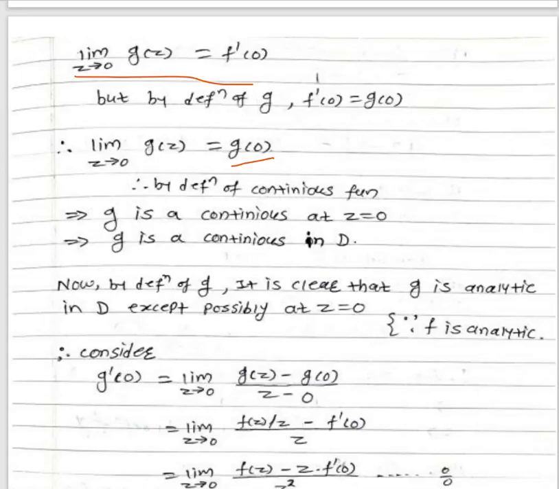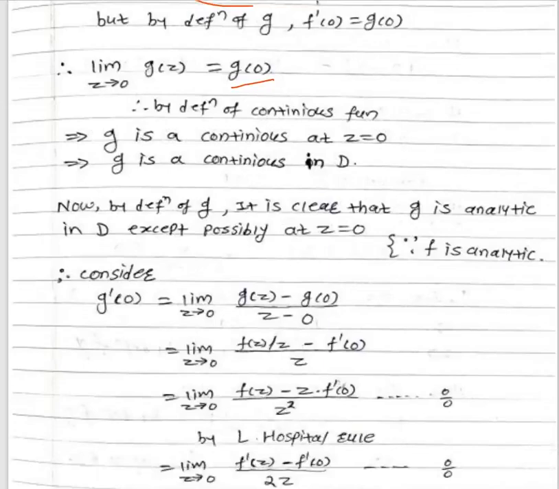Okay, in set D. Now, by the definition of g, it is clear that g is analytic in D except possibly at z equal to 0, because we are given that f is an analytic function. So by using the definition of the derivative, g dash of 0 equals limit z tends to 0 of g of z minus g of 0 upon z minus 0, at z equal to 0.